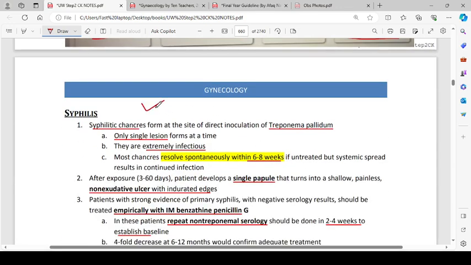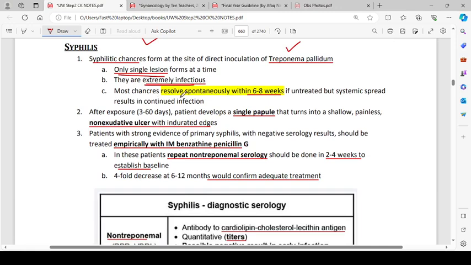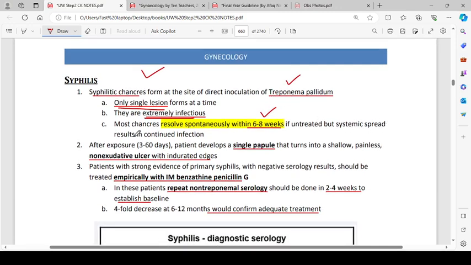Syphilis. Syphilitic changes from the site of direct inoculation of Treponema pallidum. Only a single lesion forms at a time. They are extremely infectious. Most chancres resolve spontaneously within 6 to 8 weeks if untreated, but systemic spread results in continued infection. After exposure, that is 3 to 60 days, patients develop a single papule that turns into a shallow, painless, non-exudative ulcer with indurated edges.